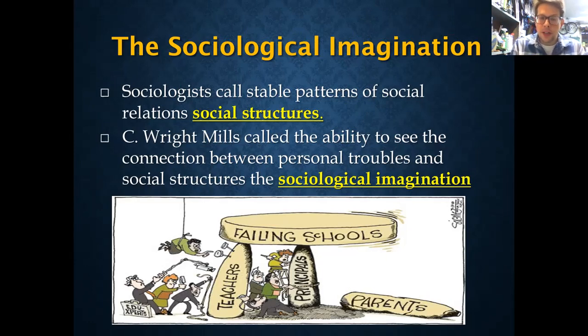Let's start delving into some sociologists. So we have C. Wright Mills right here. C. Wright Mills calls the ability to see the connection between the personal problem and the social structures the sociological imagination. So we're going to make those connections, and we're going to try to use those connections in order to better understand situations and also possibly work towards bettering them or solving them.